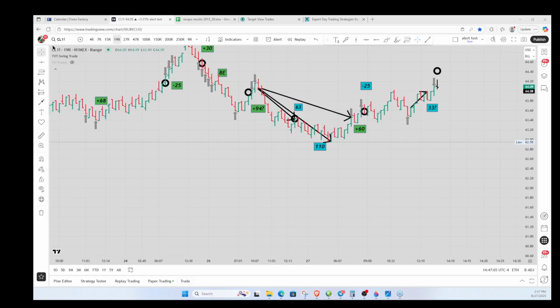Okay, so like for a 19 range bar, if your stop was say 25 ticks, with a regular contract that's $250. With a micro contract, it's $25.